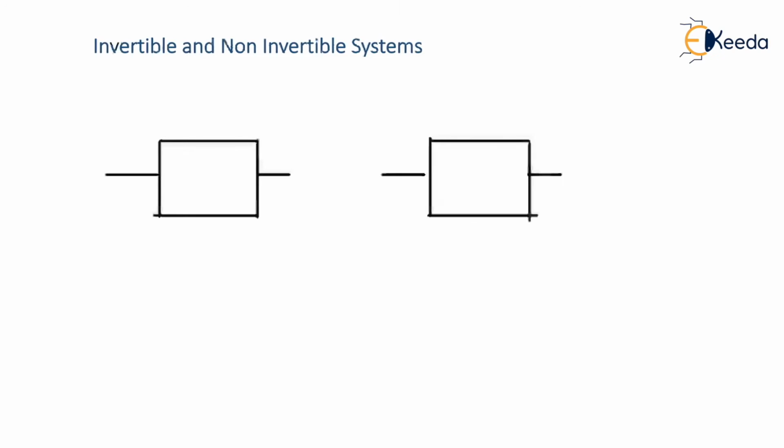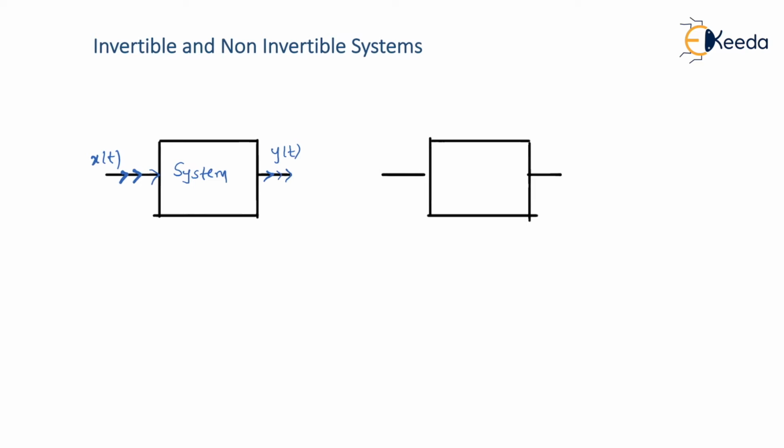Let us understand what is meant by invertible and non-invertible systems. So consider some system, let's say with input equal to x of t and output equal to y of t. We know that y of t will not be exactly equal to x of t. This x of t is taken by the system, some processing is done on x of t, and the result is y of t.